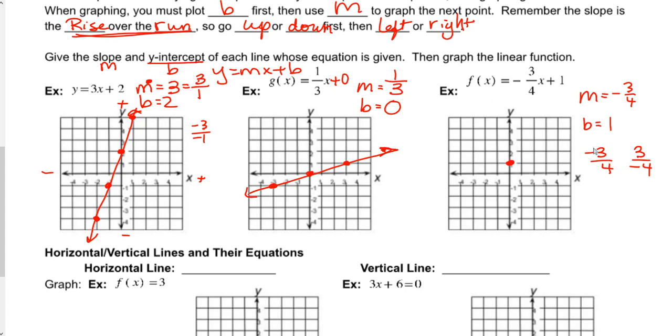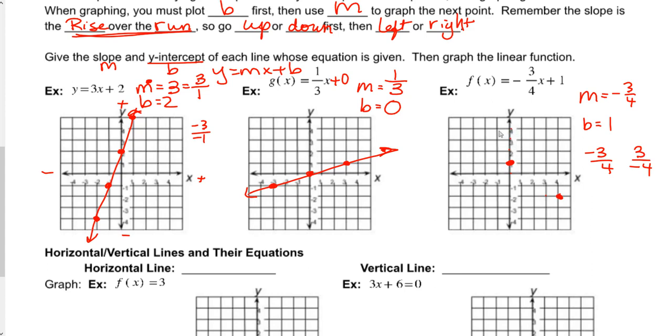This tells me in the y direction I'm going to go down 3 and to the right 4. So down 3, 1, 2, 3, to the right 4, 1, 2, 3, 4 gives me that point. And this one tells me in the y direction I'm going to go in the positive direction, which is up. And this is going to tell me to go left 4 in the x direction.